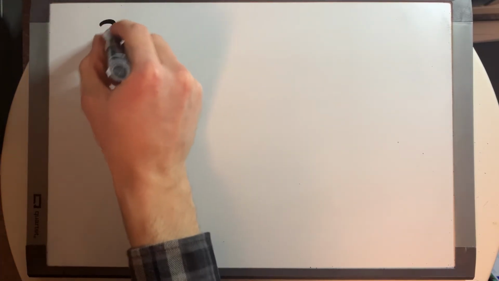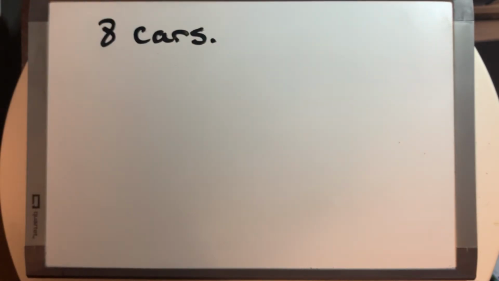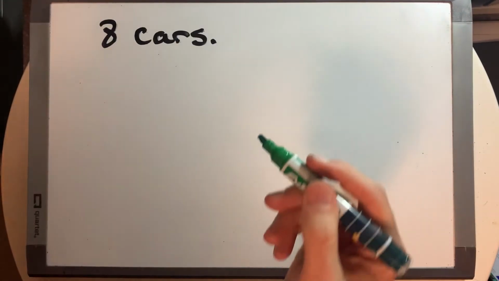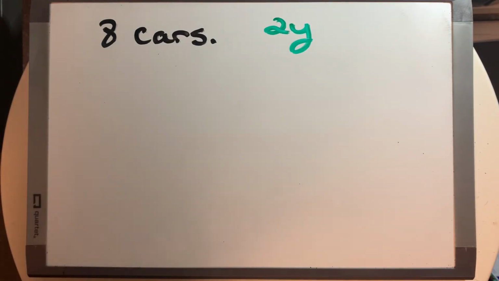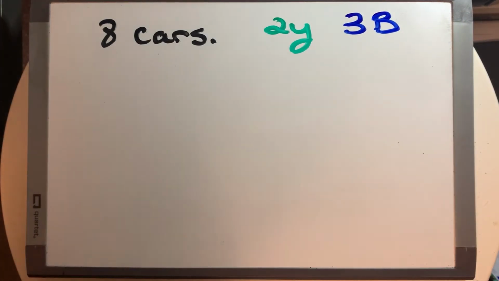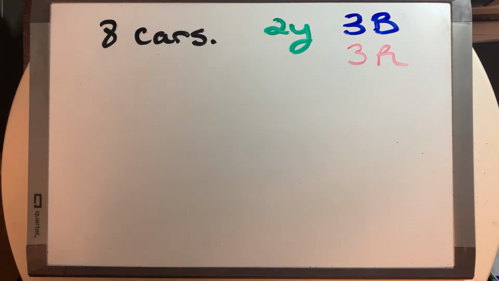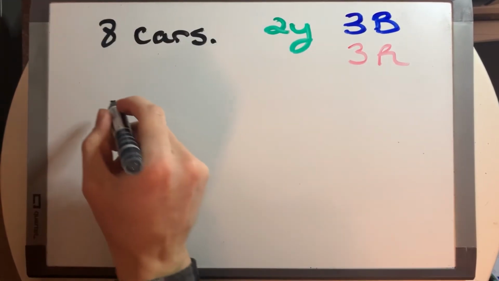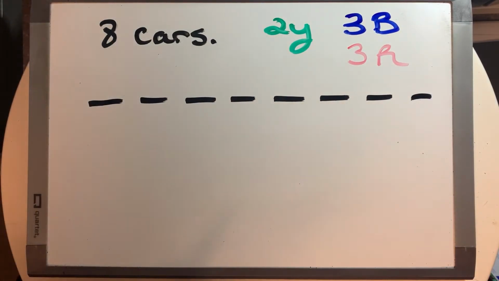Let's write down all the info we were given for the problem. We have 8 cars total. And then we have 2 yellows, which I'll put as green just for the sake of not having a yellow marker. 2 yellows, we have 3 blues, and we have 3 reds. So the strategy is that we want to form a line of 8 cars: 1, 2, 3, 4, 5, 6, 7, 8.